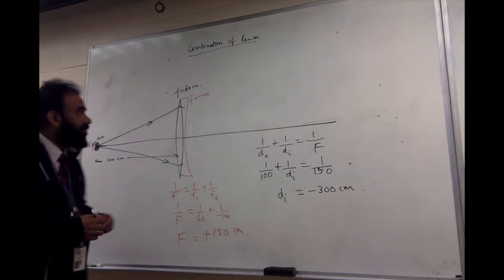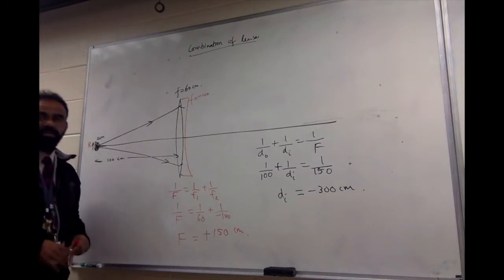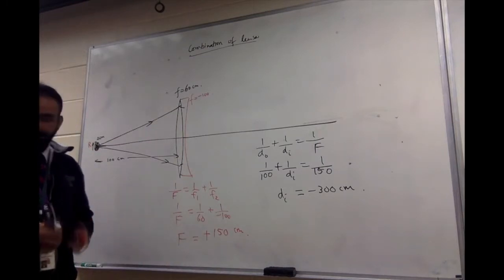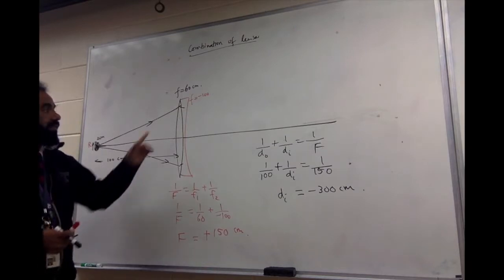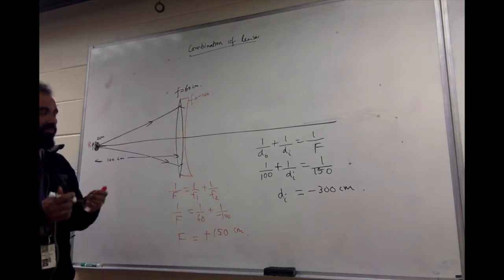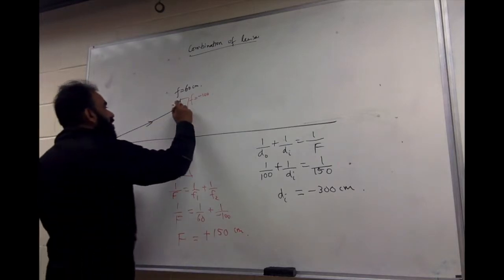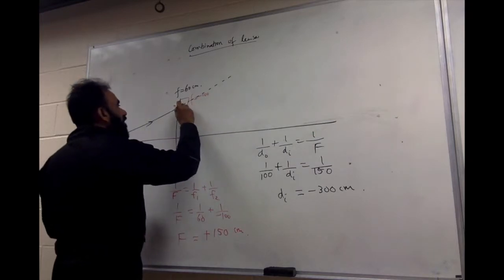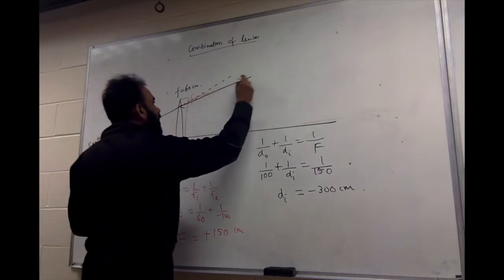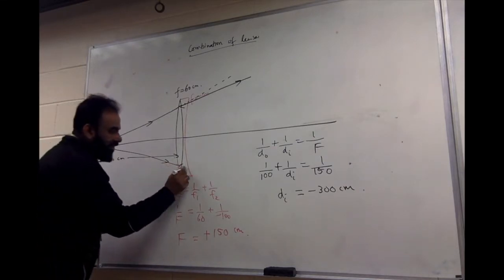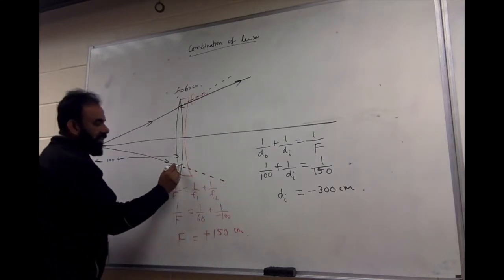It's somewhere else. So what is this lens trying to do? It's a convex lens because it's plus 150. It is supposed to converge. But it's not converging too much. This is supposed to have gone straight, but instead it bends it a little bit.